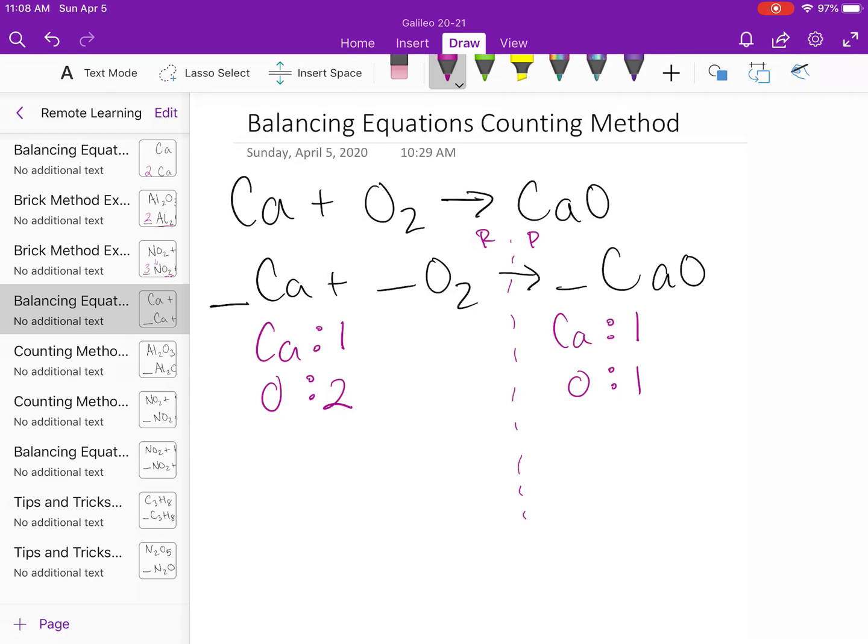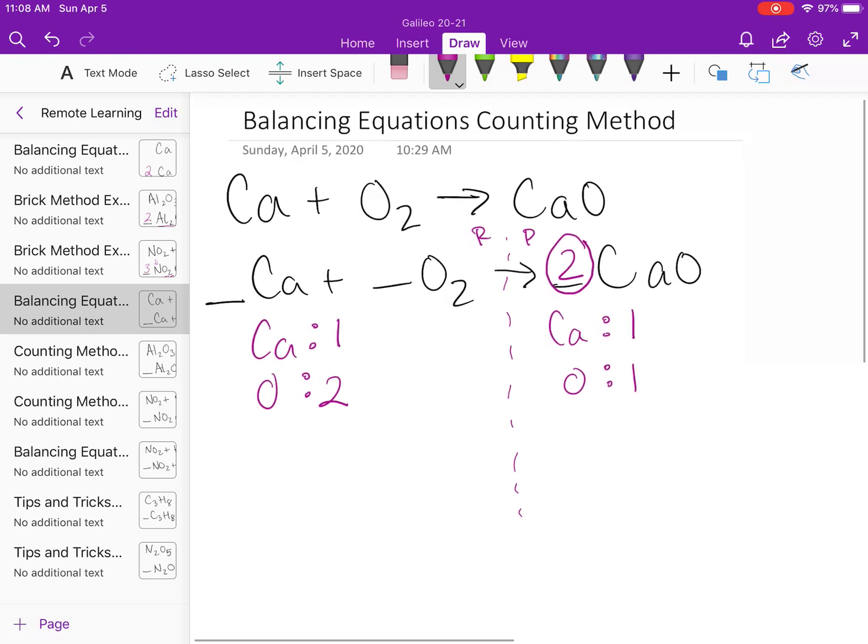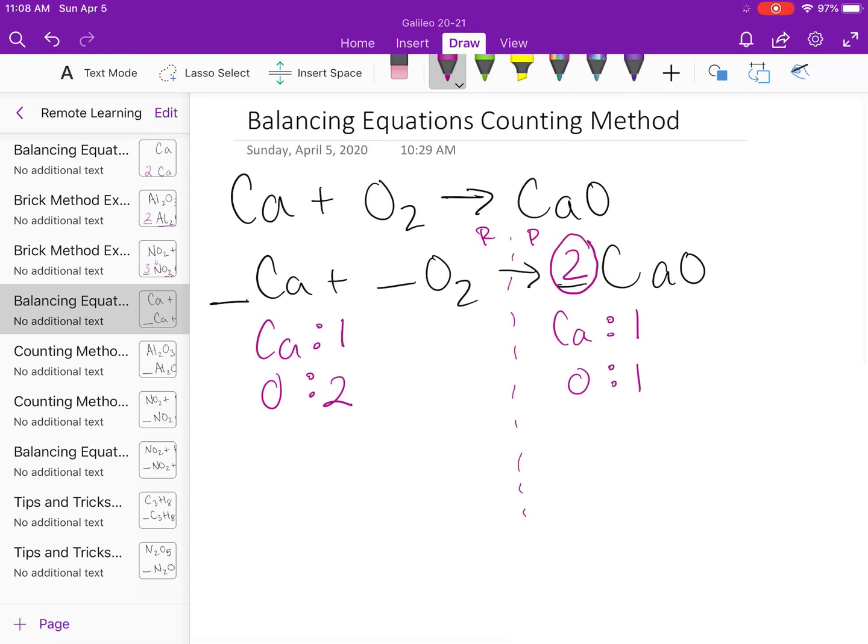So when you're adding elements to the counting method, you're going to add a coefficient and then you're going to recount to see if it matches. So the first thing I'm going to do is add a coefficient here because I need more oxygens. I need 2 in fact. And so I'm going to want to add a 2 here. What this does is this 2 distributes. So that gives us the 2 oxygens that we need, but it also distributes to the calcium because this is a whole molecule. So it's going to make it so we have 2 Ca's.